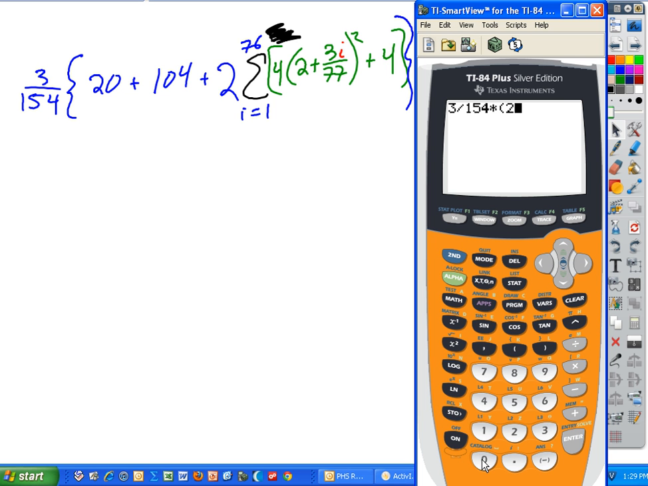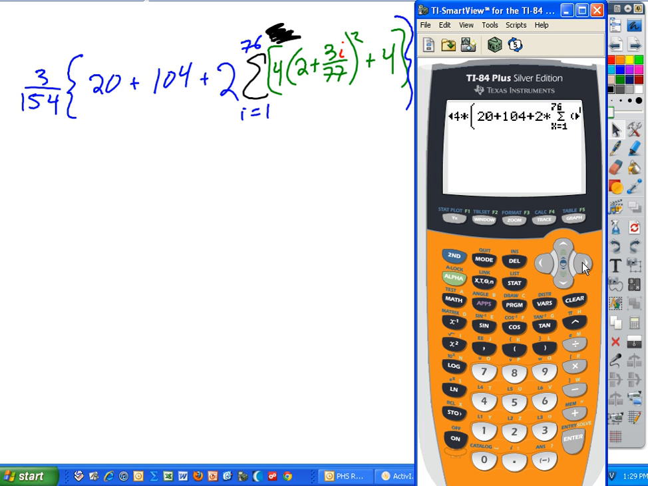104 plus 2 times, and now we need the sigma. So we go math, 0. And that gives me the sigma. Do you plug in X? Yep, might as well. It's easier. It's one button. So X goes from 1 to 76, right? Yeah, of this whole thing. Now we got to put in all this stuff in terms of X. What is it, 77? No, it's 76. You took one off. It's n minus 1, remember, in the formula.